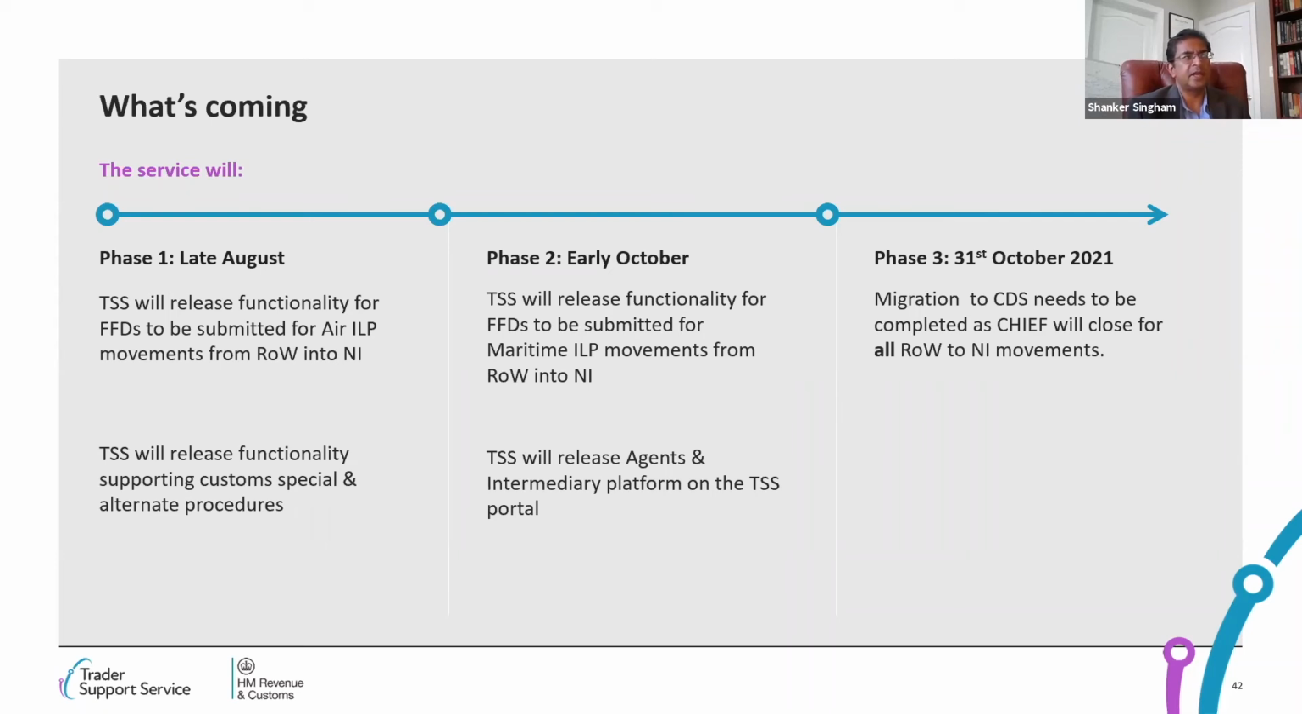So even though it's been kicked out to the 31st of October, our advice to people who will need to migrate is start planning this now. Don't wait until the end of October and then be faced with a huge cliff edge and a huge problem.